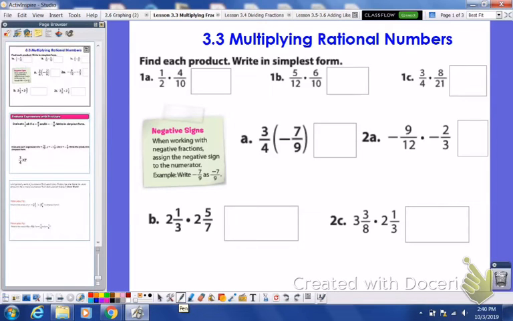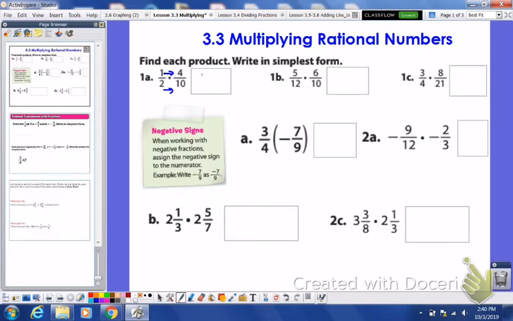Alright guys, in section 3, we are still working with our rational numbers, so still working with fractions. In this section, we are going to work with multiplying. So we want to find each product, then write it in simplest form. When you multiply, we are going to multiply across the numerator, multiply across the denominator.